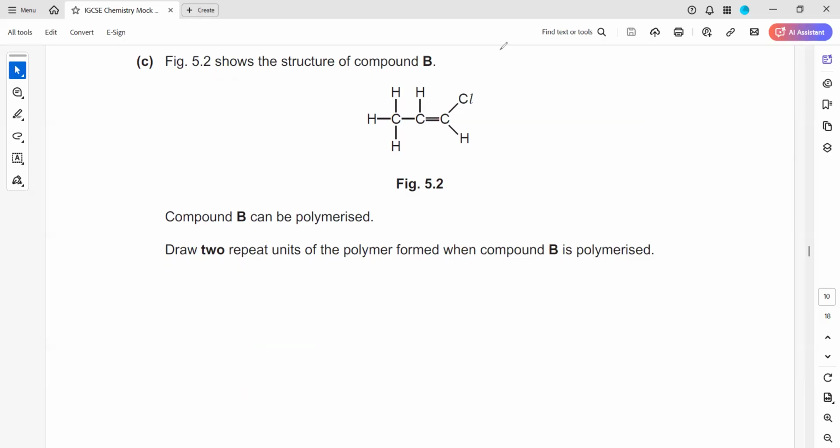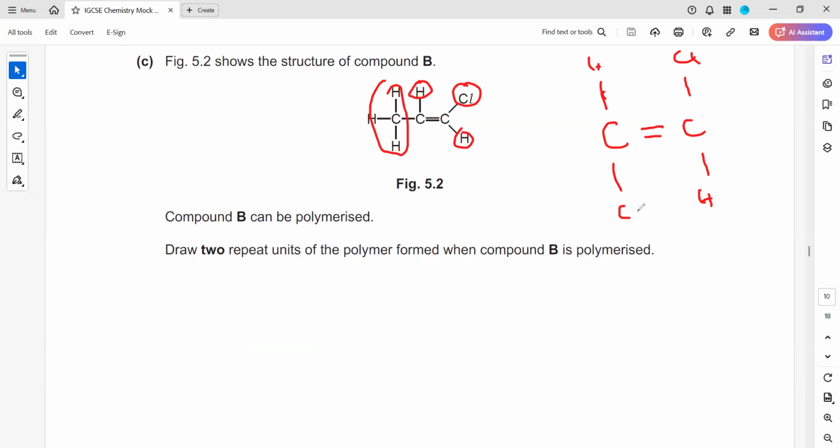So it's important, whenever you want to draw an addition polymer, first redraw the structure. Your monomer should appear like the letter H. So here one chlorine, so we put chlorine, one hydrogen, we put hydrogen, one hydrogen, we put hydrogen, and then CH3, so we put CH3. And then draw the same structure but without a double bond twice and link them together.